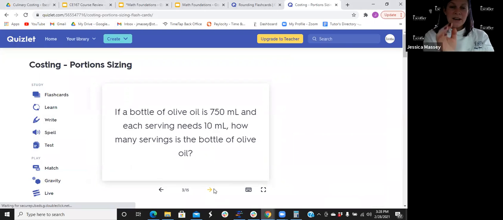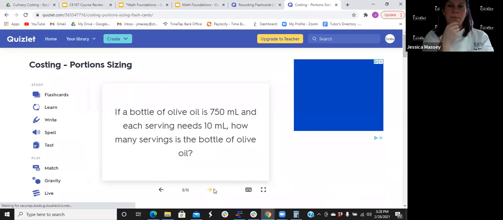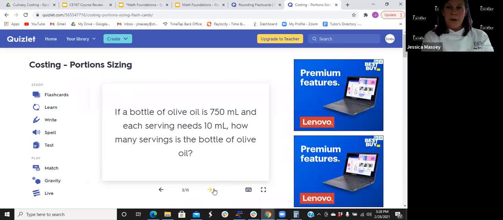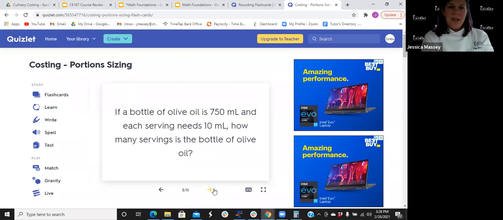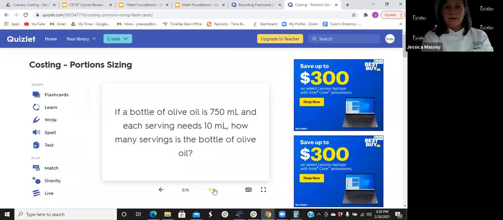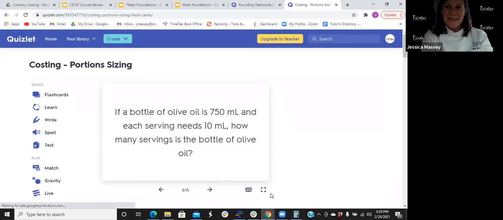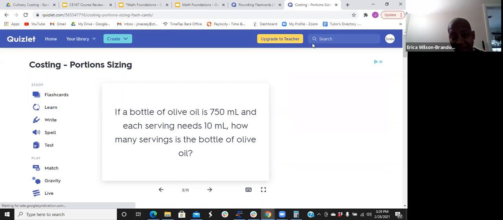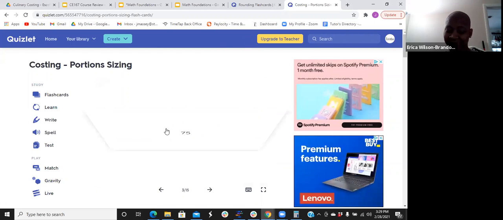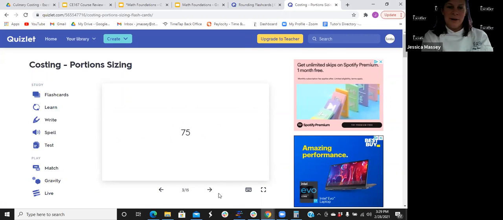All right. So I'm going to keep going through here with some examples. If we have a bottle of olive oil that is 750 milliliters and each serving needs 10 milliliters, how many servings are in the bottle of olive oil? Because they're both in milliliters, you can do your straight problem, your 750, and divide that by 10. What are we thinking? Any answers in the chat? Anybody feel like yelling out at me? 75. Yeah, you guys are all getting the hang of it. Nice job. 75, that's exactly right.